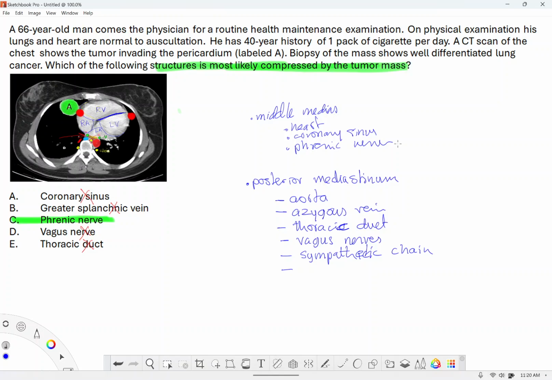Okay, so hopefully this was helpful. So this question is very straightforward. The person most likely had lung cancer and is telling you, but it's not about lung cancer. The question is about which structure is compressed by the mass, in this case labeled A, which is a lung cancer. Okay, let's go to the next question.